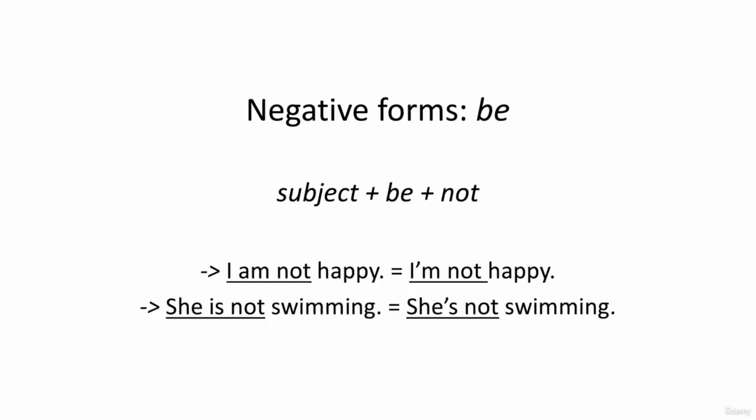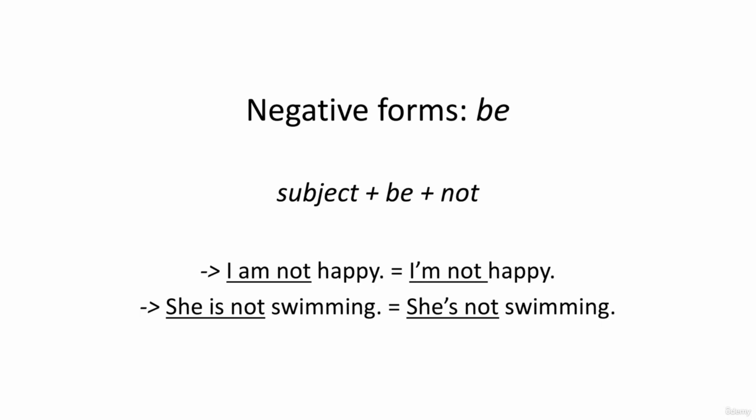Now, how to make negative sentences in the present simple with the verb to be. We use the structure subject plus be plus not. For example, I am not happy. She is not swimming.